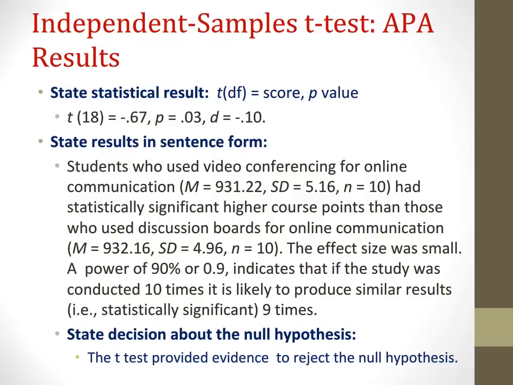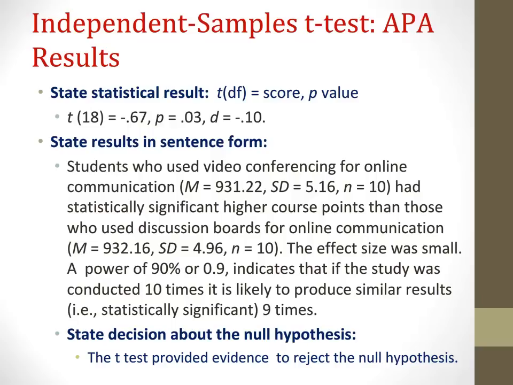So let's go back to the example that we've been using of our online students participating in an online statistics course using either video conferencing or discussion board. Here you'll see that the researcher found a statistically significant difference because the alpha level is less than 0.05. And by inspecting the means, the researcher was able to determine which group scored higher. So he or she may communicate the following.